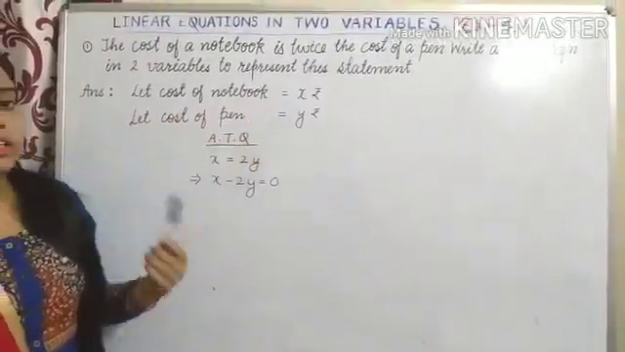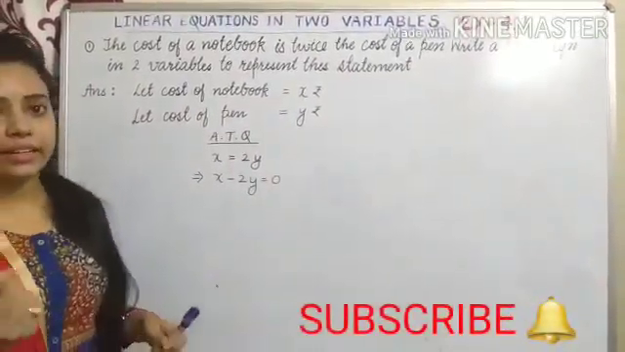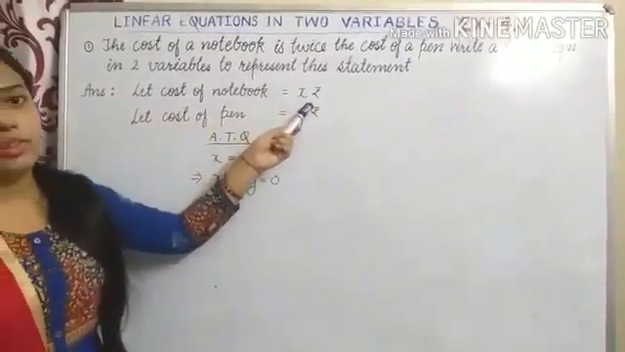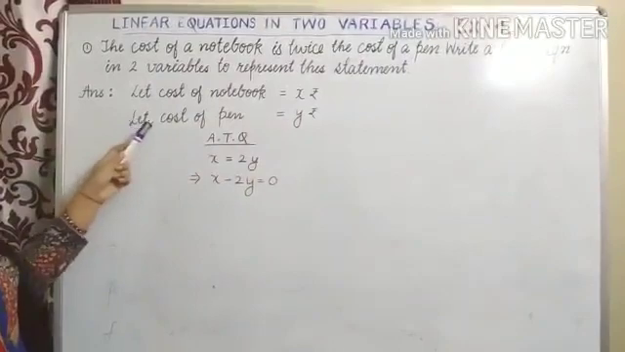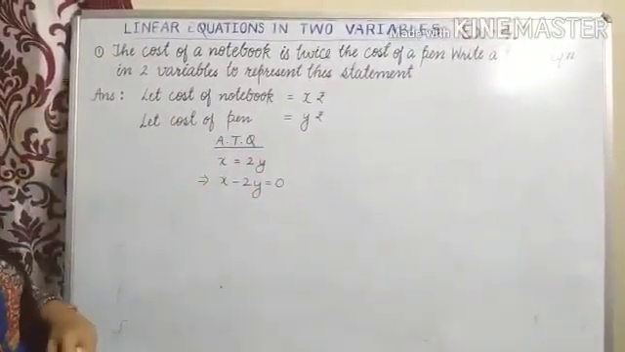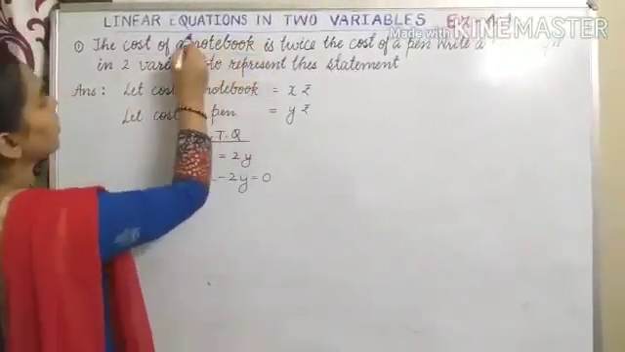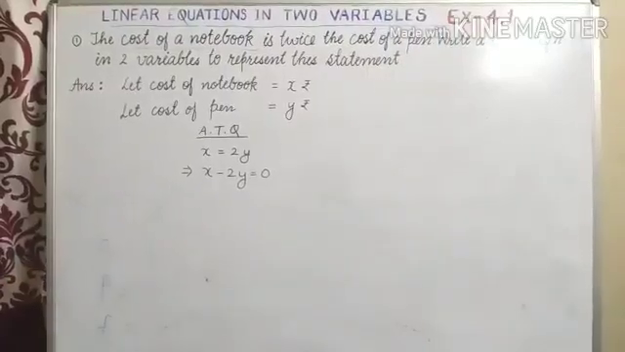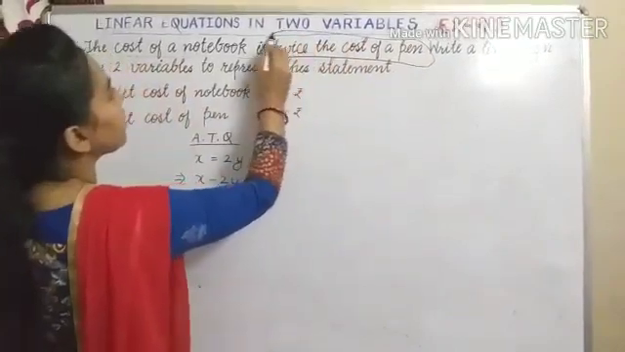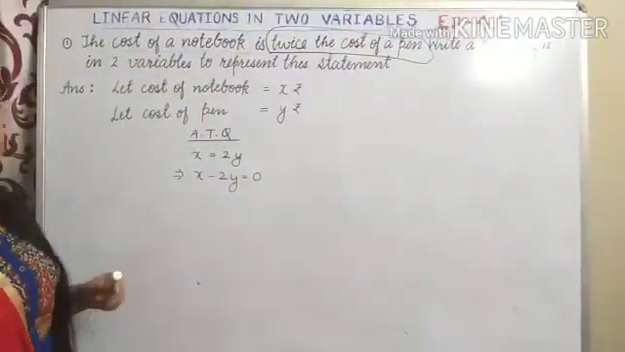Here we can take any variable, but it is already given in the NCERT as a hint that we can take the cost of the notebook to be x. Therefore I have taken it as x rupees and the cost of the pen to be y rupees. Now you can see that here it is given that the cost of the notebook is twice the cost of a pen. These are some things we have to keep in mind to frame the equation.